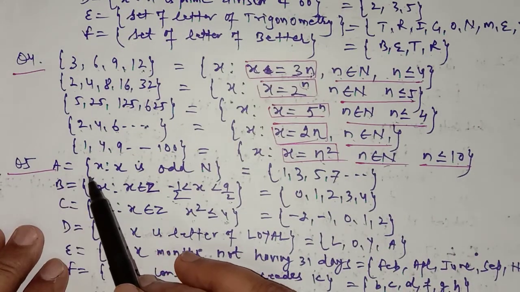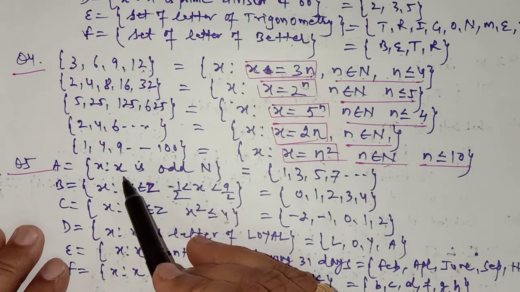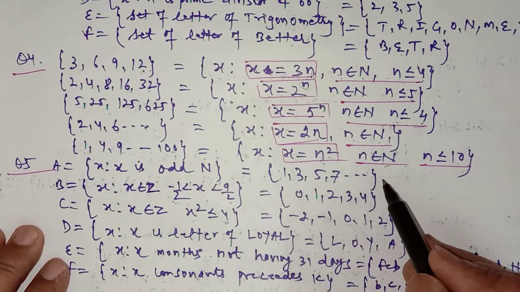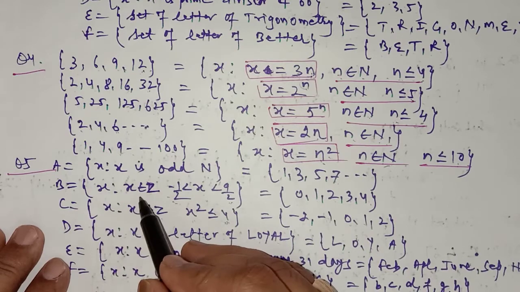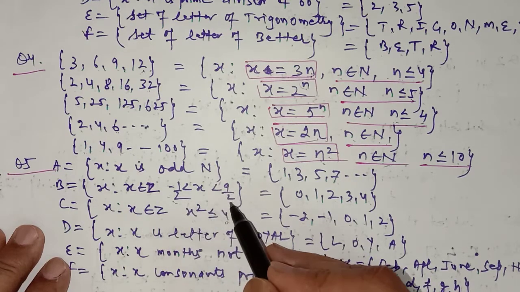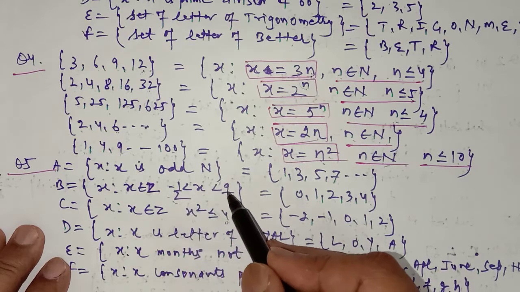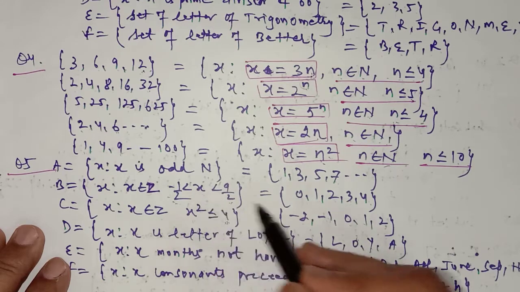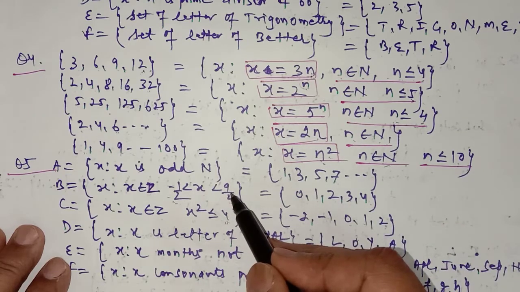First part, it is x such that x is an odd number. So simply you have to write the odd numbers, that is 1, 3, 5, 7 and so on. It is an infinite set. In set B, it is x such that x belongs to integer which is greater than minus half and less than 9 upon 2, that is greater than minus 0.5 and less than 4.5. So integers greater than minus 0.5 are 0, 1, 2, 3, 4, which are less than 4.5.